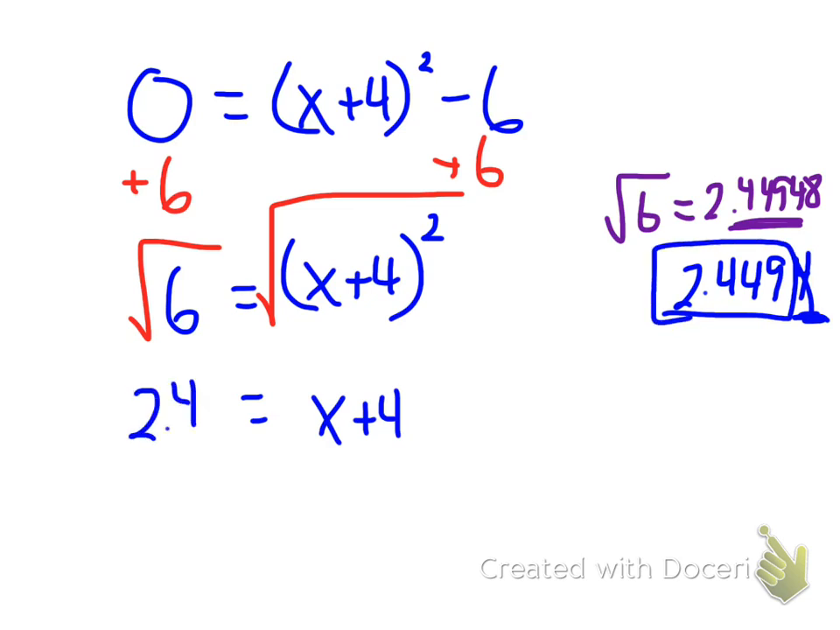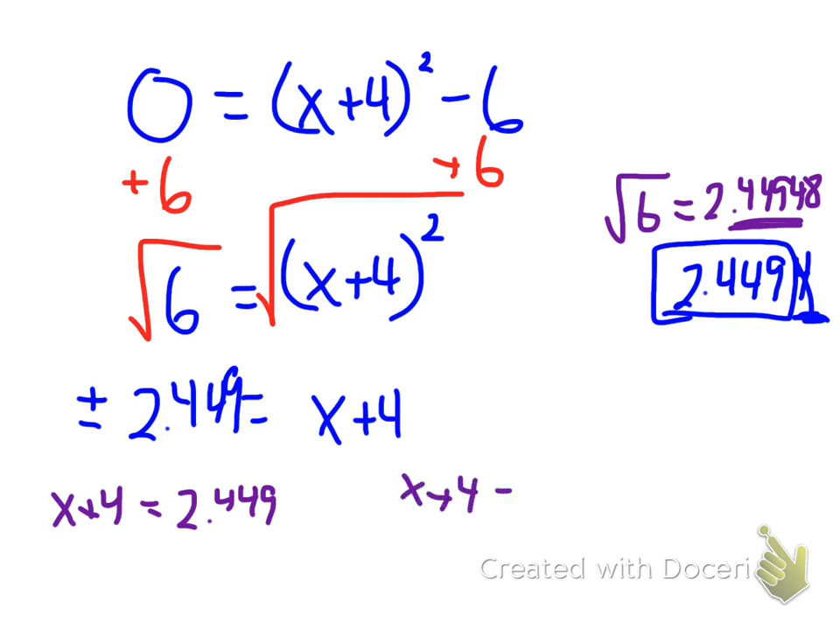So 2.449. Also, when we take this square root, we need to make sure that we have 2 answers. So we get both a positive and a negative of that number. This breaks into 2 separate problems. x plus 4 equals 2.449, and x plus 4 equals negative 2.449.